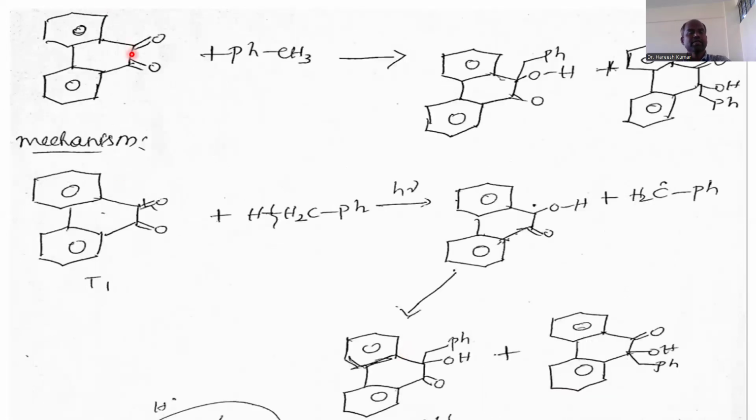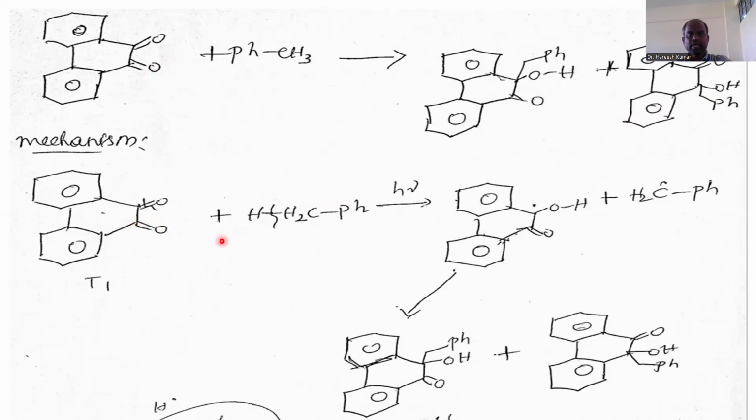Here I am taking anthraquinone, more particularly 1,2-anthraquinone. Anthraquinone is a carbonyl compound. If it reacts in the presence of toluene and is irradiated, it is found that this carbonyl reacts with the toluene, forming a product like this, and this carbonyl also reacts with the toluene, forming this kind of product. These two products are formed. What does it mean? It means that only one of the carbonyl groups is reduced, not both carbonyl groups.